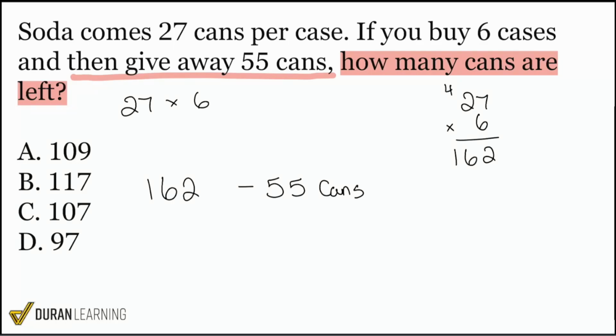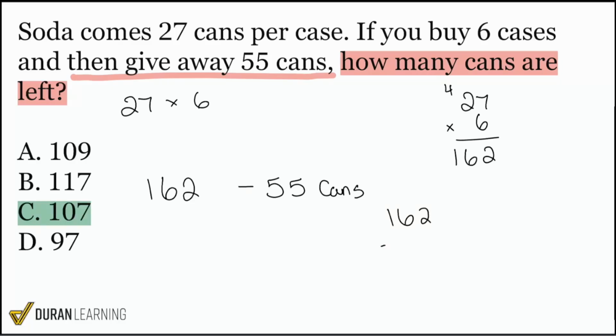So 162 minus 55, you'll be better served with a little bit of mental math thinking, hey, how far away is 55 from 62? That's going to be 7. And since it's 162 minus 55, it'll be 107. And that's where answer choice C comes into play, but I'll show you that right here.